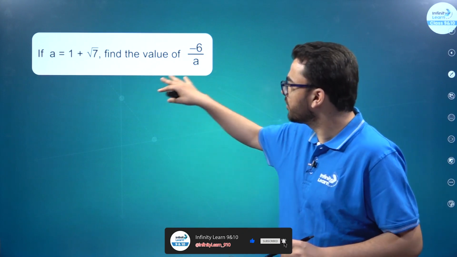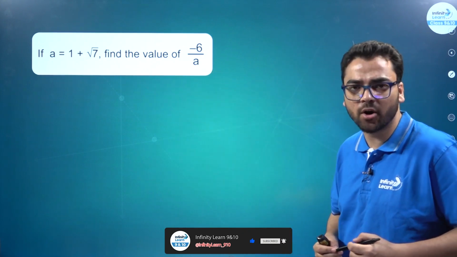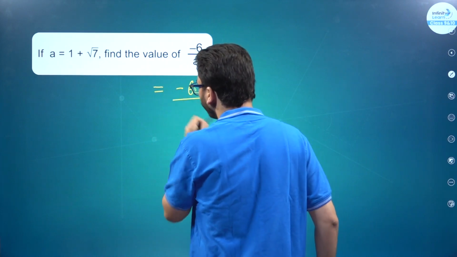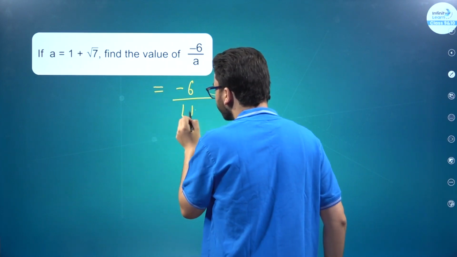So over here we have to find the value of minus 6 upon a. So let us do that. So that will be minus 6 upon a, and a is 1 plus root 7.